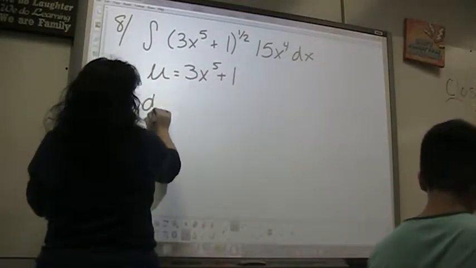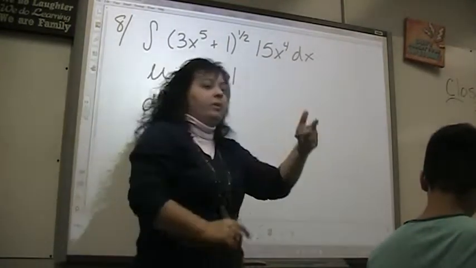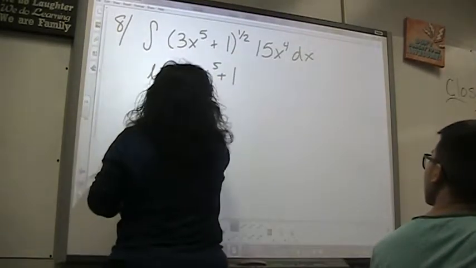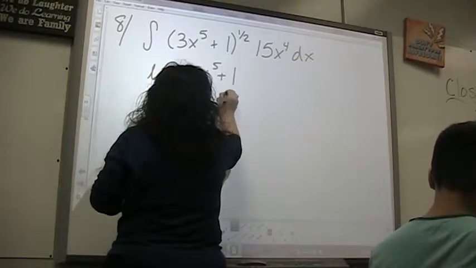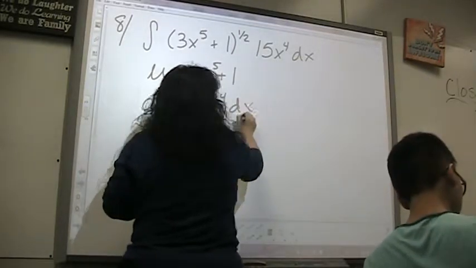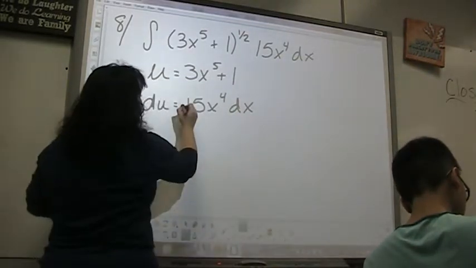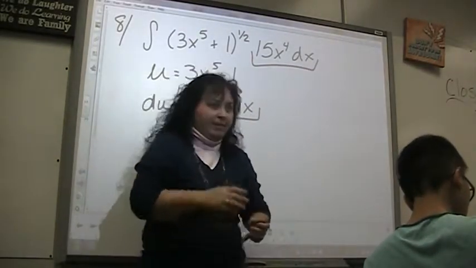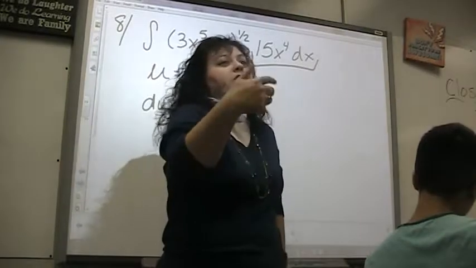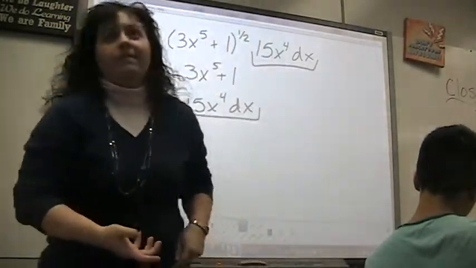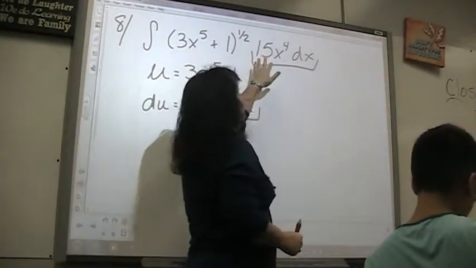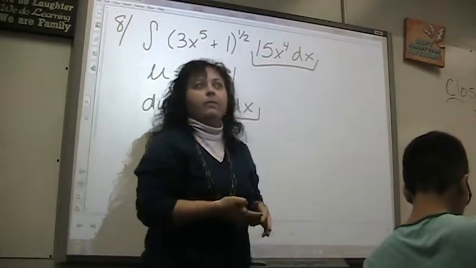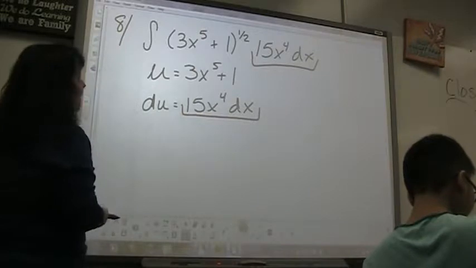So for my derivatives, do we add 1 or subtract 1? Subtract. So that's going to be 15x to the 4th dx. Look at this right here. Mathematically speaking, this should make you happy, because I can knock out 15x to the 4th in 1 slash. Do it.